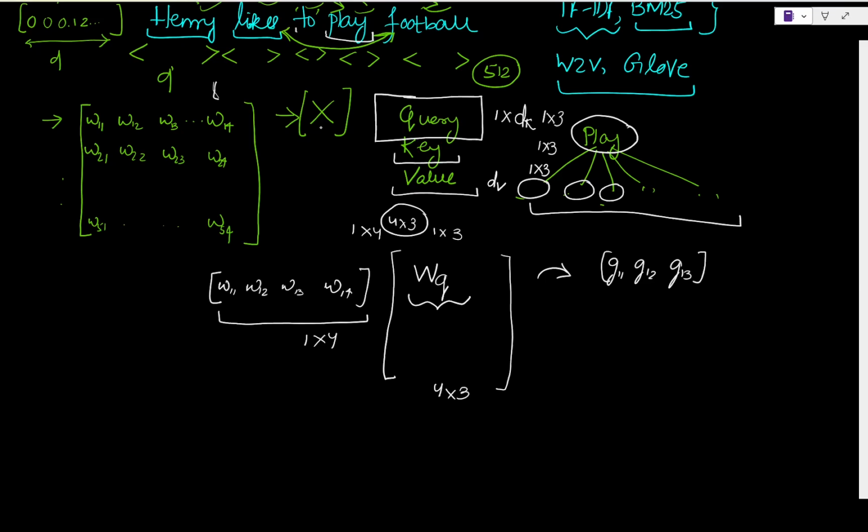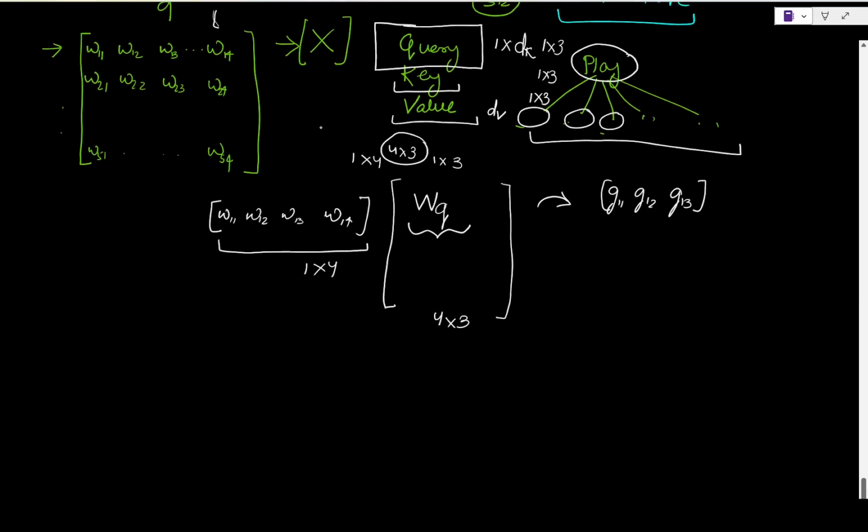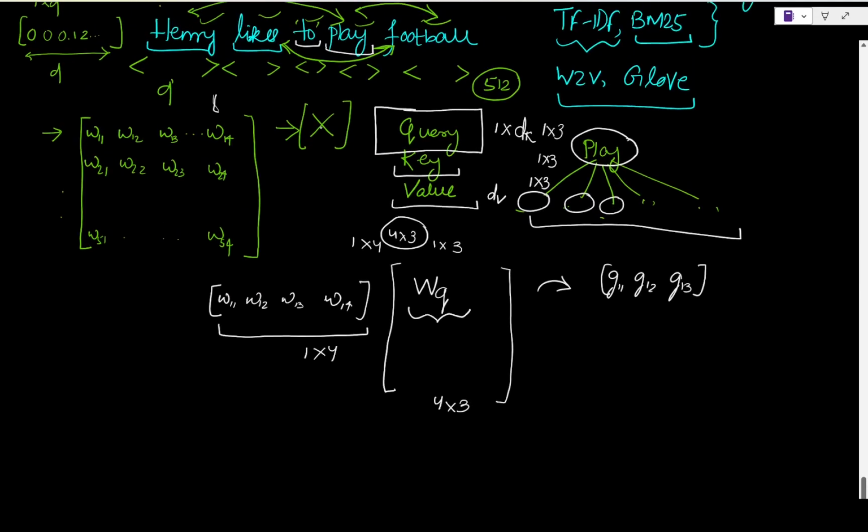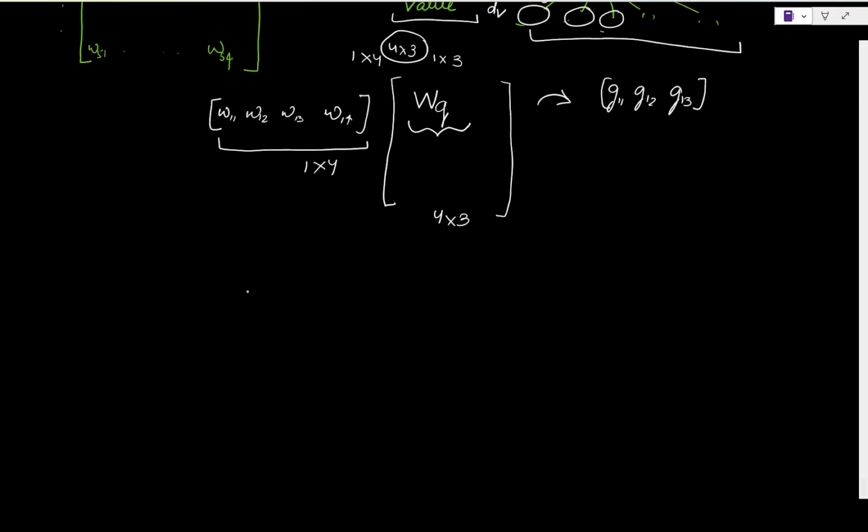And let's consider two words. Let's consider the word to, and let's consider the word play. Now, to is the third word, play is the fourth word. So I have two more words: W31, W32, W33, and W34. This is the representation of the word to, and the word play is W41 all the way up to W44.